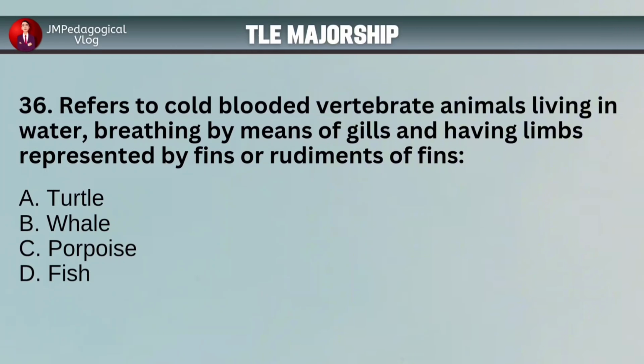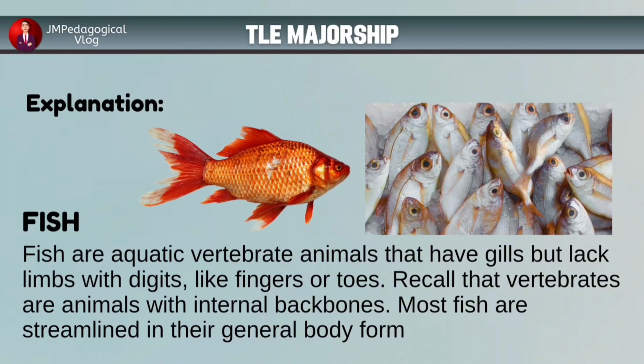36. Blank refers to cold-blooded vertebrate animals living in water, breathing by means of gills, and having limbs represented by fins or rudiments of fins. A. Turtle. B. Whale. C. Porpoise. D. Fish. D. Fish. Explanation. Fish are aquatic vertebrate animals that have gills but lack limbs with digits, like fingers or toes. Recall that vertebrates are animals with internal backbones. Most fish are streamlined in their general body form.